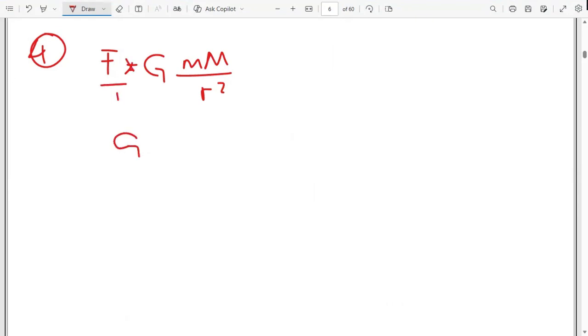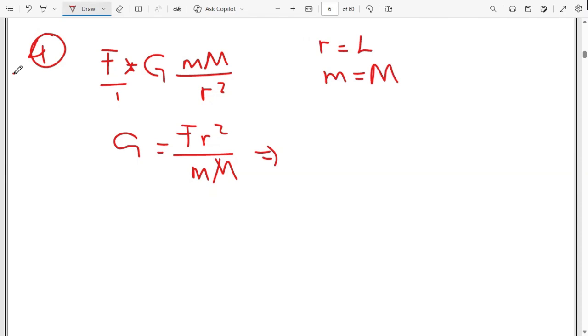I'm going to end up with G being equal to FR squared over M multiplied by the capital M, like this. So what are the dimensions of force and R? R is basically distance, so it has dimensions L. Then M is mass, so it has dimensions M, of course.